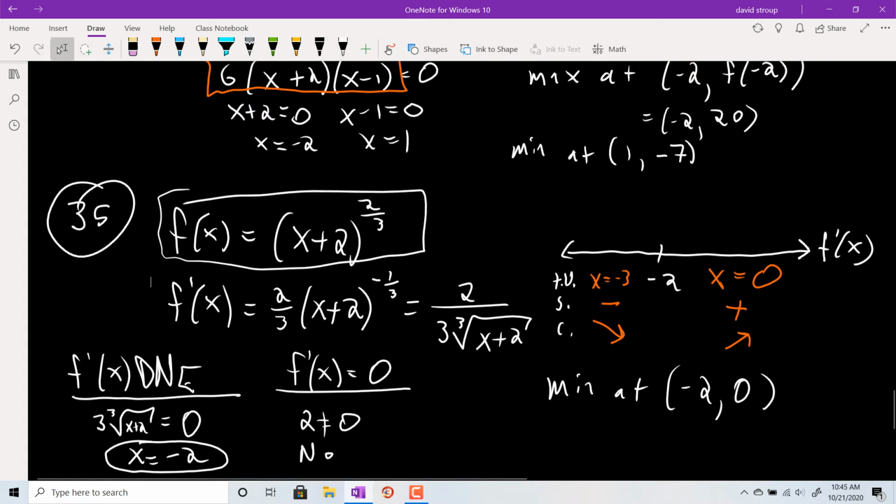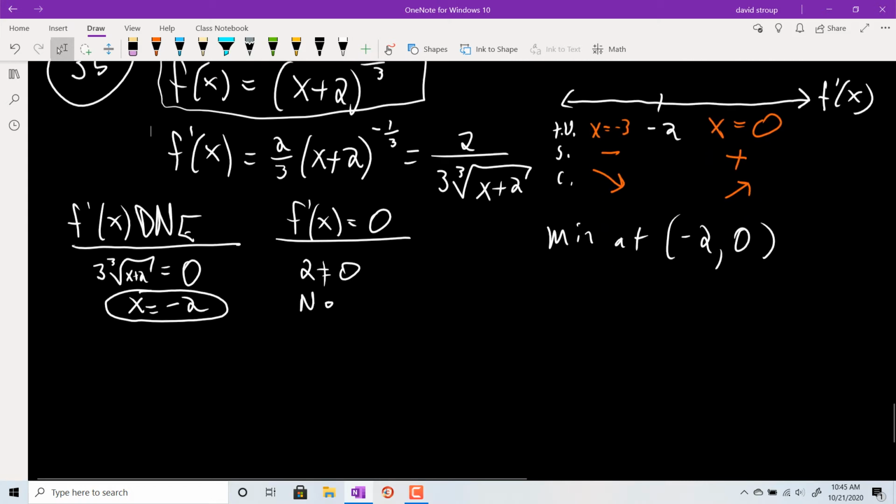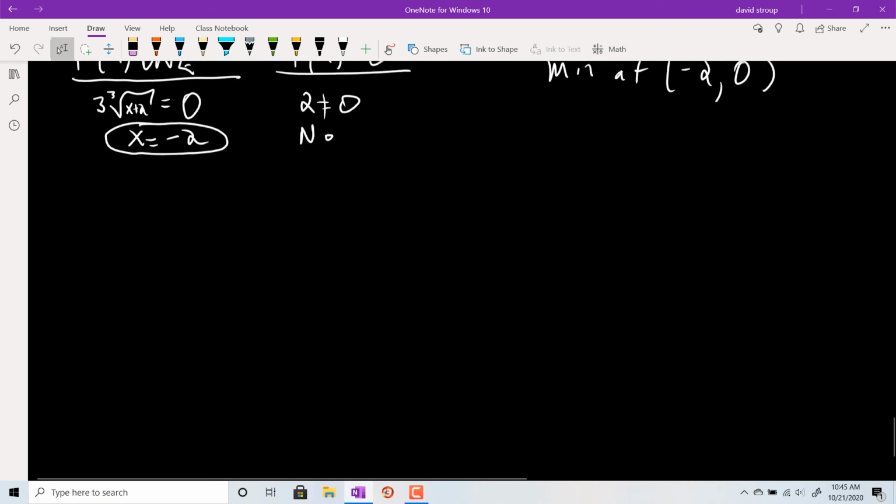Do I put it in the derivative? Do I put it in the function? Just try to keep that stuff straight. Let's look at another one.